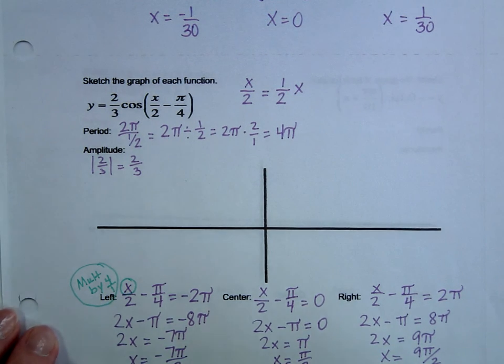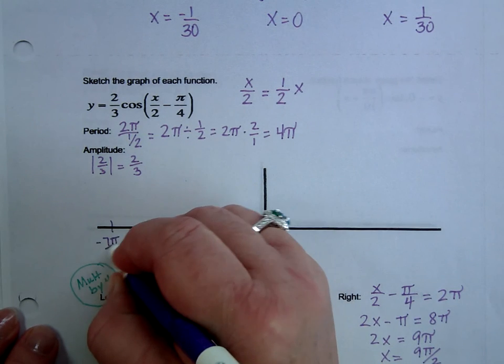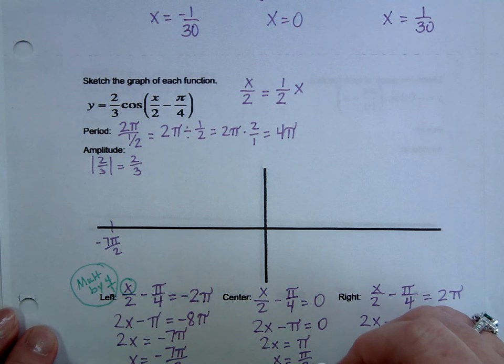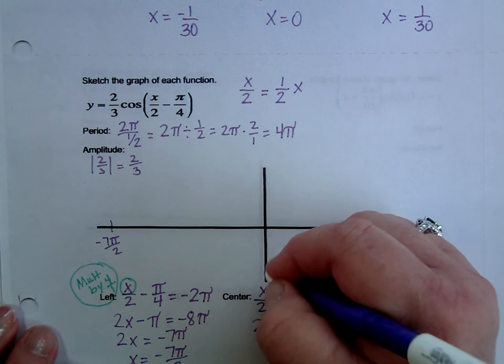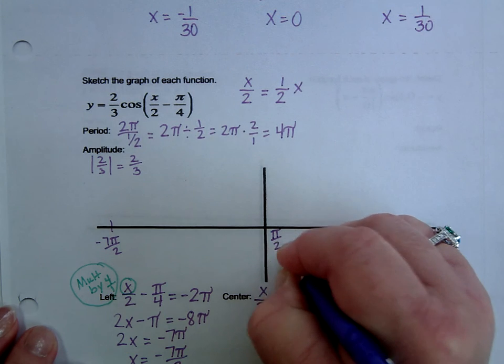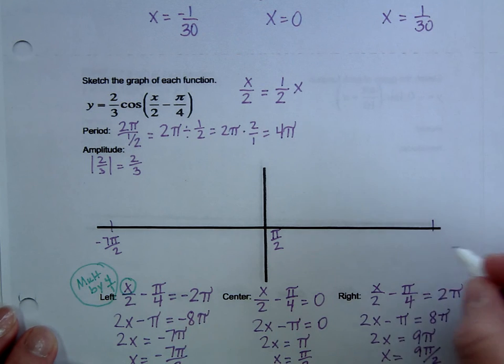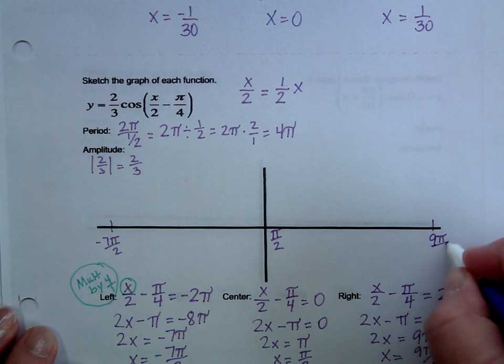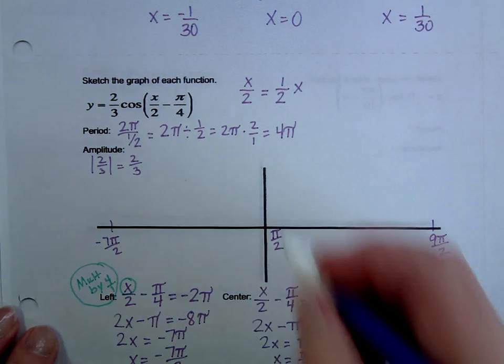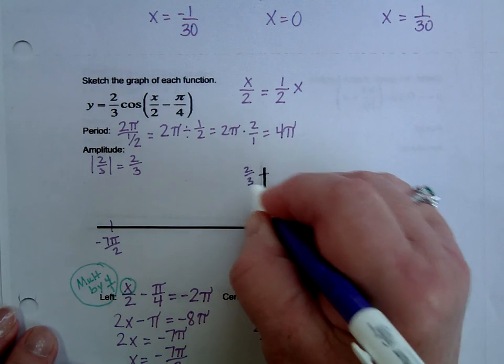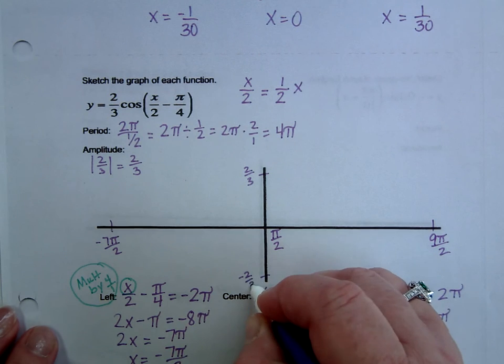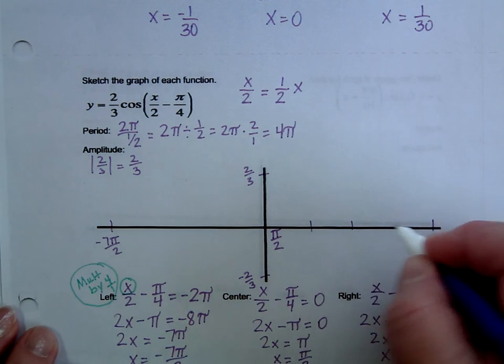So my left is negative 7 pi over 2. My center is no longer 0. Check it out. It moved. This center line is going to now be called pi over 2. This guy on the right, he's a 9 pi over 2. My amplitude is 2/3. This is 2/3. This is a negative 2/3. Split it into 4 sections.